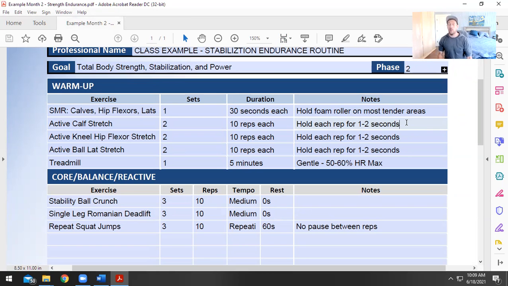And then if I wanted to do a dynamic stretch, I would do something like this. I'm not really even holding. I'm just using my muscles to draw myself through a full range of motion, right? So there's a little bit of difference there. If you're holding for about 1 to 2 seconds, it's active. If you're not really holding at all and you're just moving through a full range of motion, it's dynamic. And if you're holding it for a full 30 seconds, it's static.